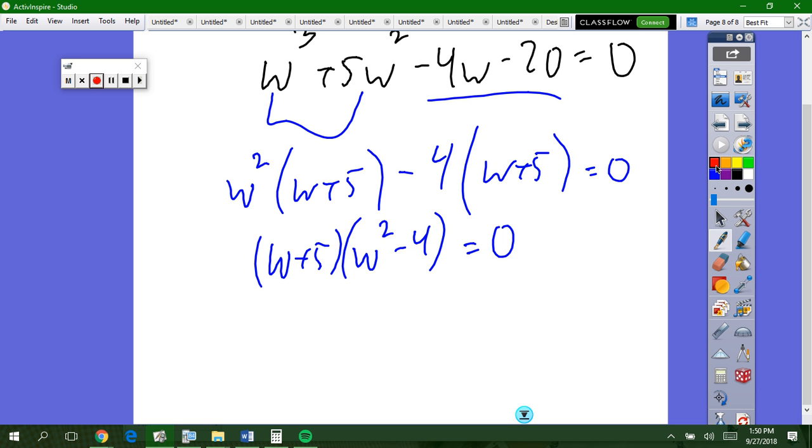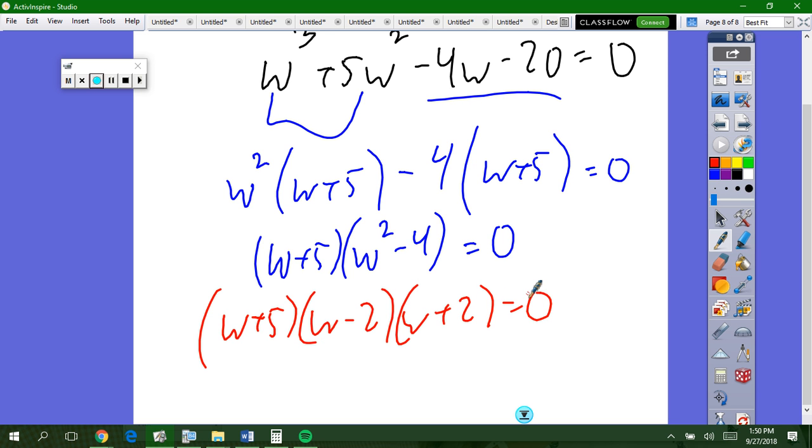Okay. What's this one again, Alex? So, difference of squares goes into conjugate pairs. So, what are my zeros? What value makes this guy 0? 2. What value makes this guy 0? What's the other one? So W equals those answers.